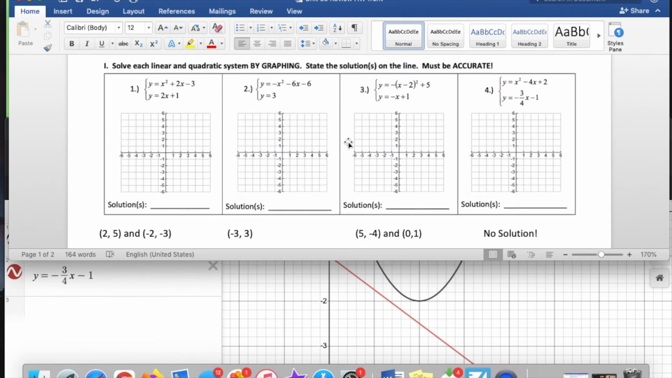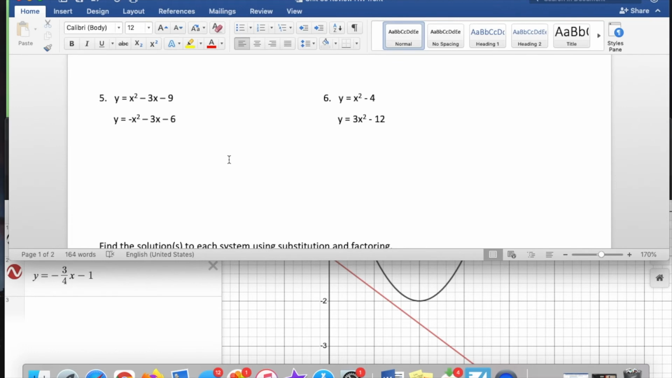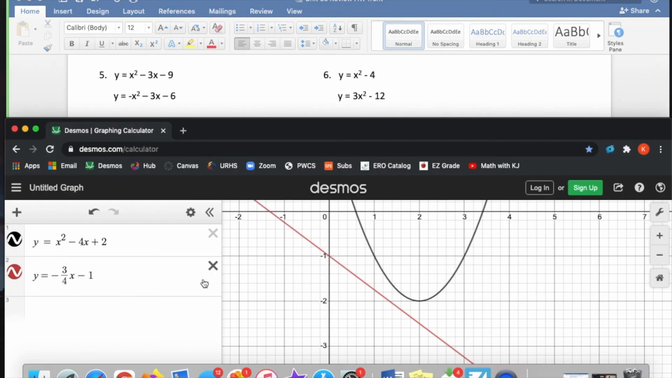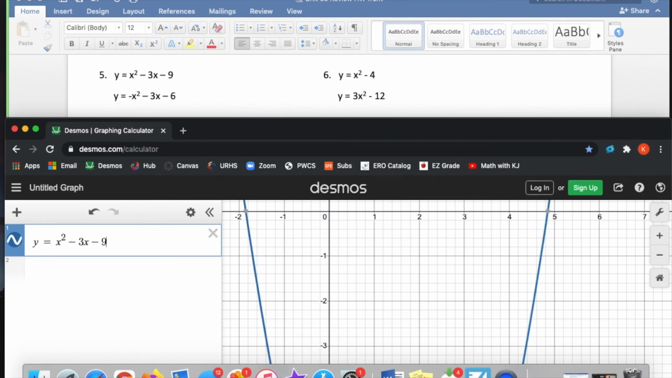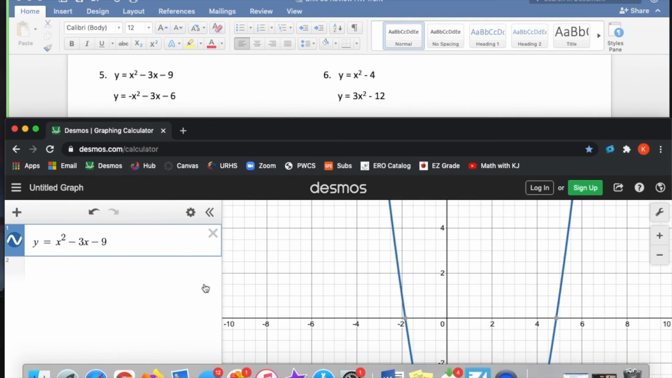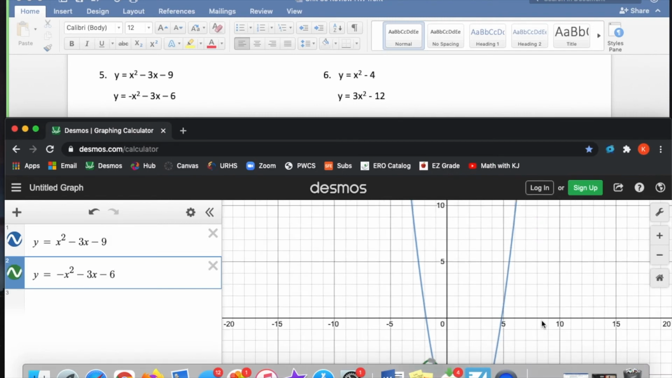Now these were all combinations of, you see it says linear and quadratic system, because one equation was a line and one was a parabola, a quadratic. And so there are times where we see two different quadratic equations, and that happens too. That just means the graph is going to be two parabolas instead of a parabola and a line, but it's the same process. So you just type in y equals x squared minus 3x minus 9 on the first one. Again, I can zoom out. My second one, y equals negative x squared minus 3x minus 6. Let's see what happens here.